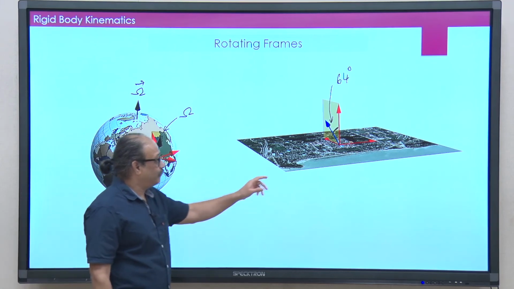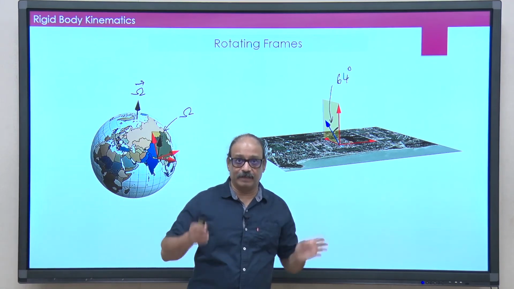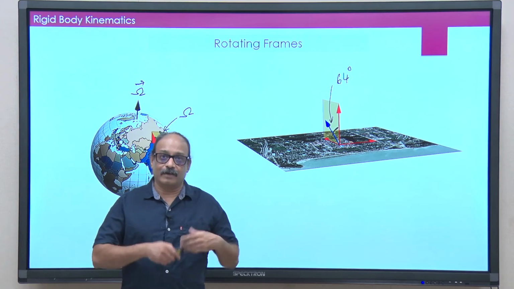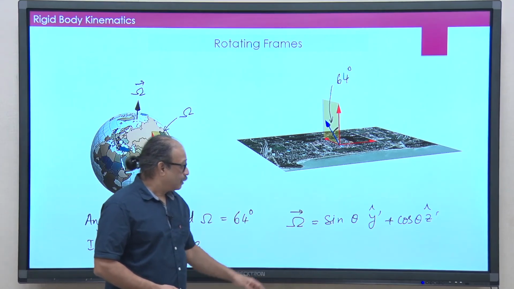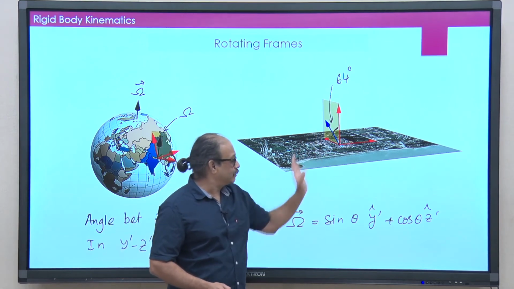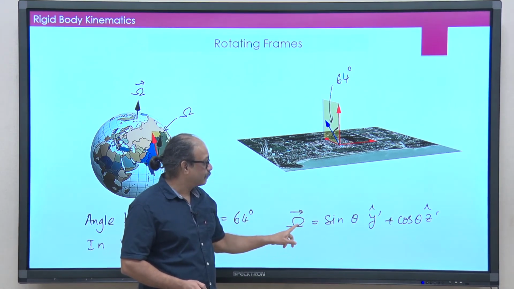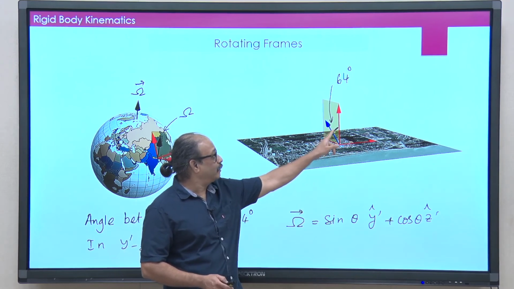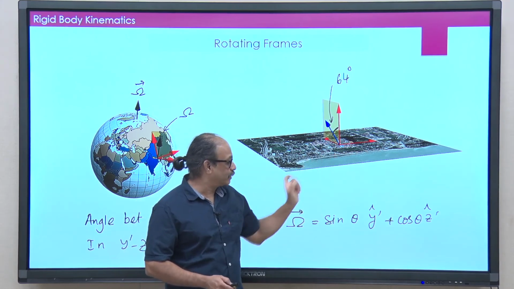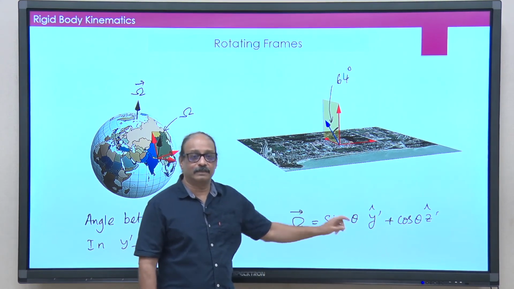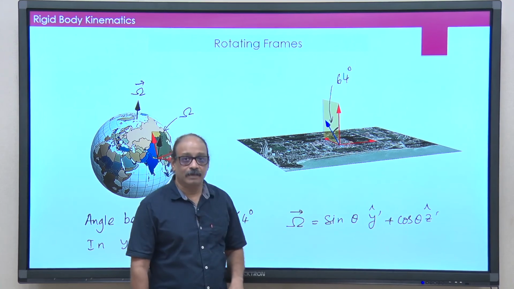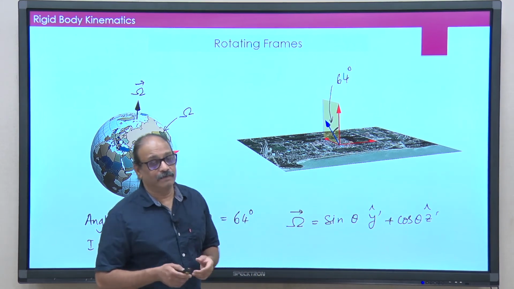So, once I figure out where the omega vector is in my local coordinate system, now I can do all the calculation. So, angle between z prime and omega vector, that is basically 64 degrees. So, in my local coordinate system I can write omega with theta as the angle between z and the omega, the blue vector here. So, the components will be omega = cos theta z prime + sin theta y prime, that is your omega vector. Once I have omega vector, now I can do all the calculations.